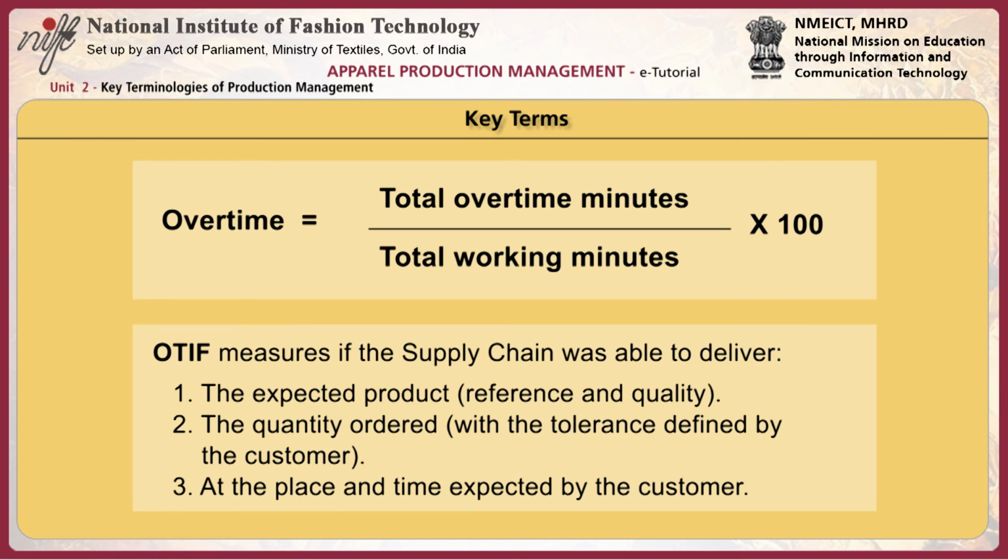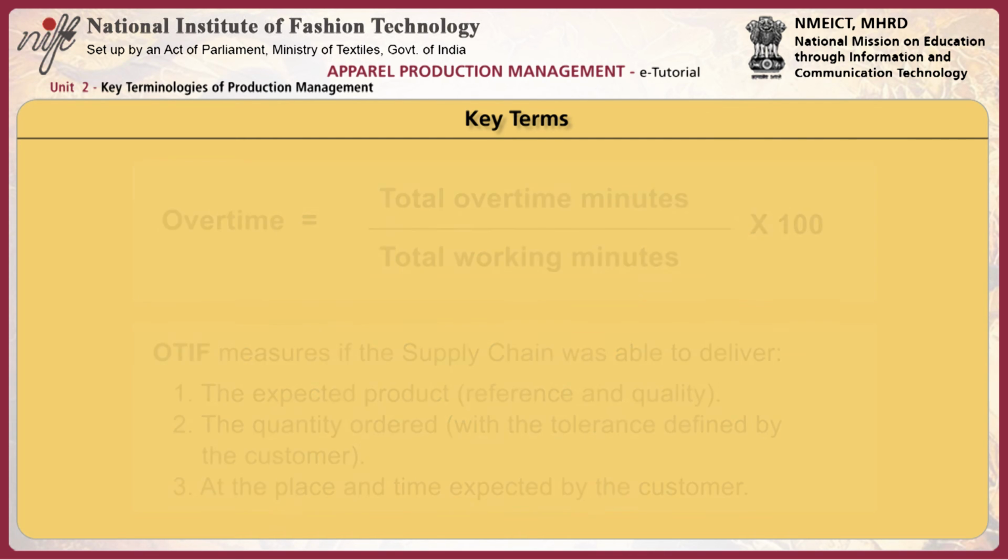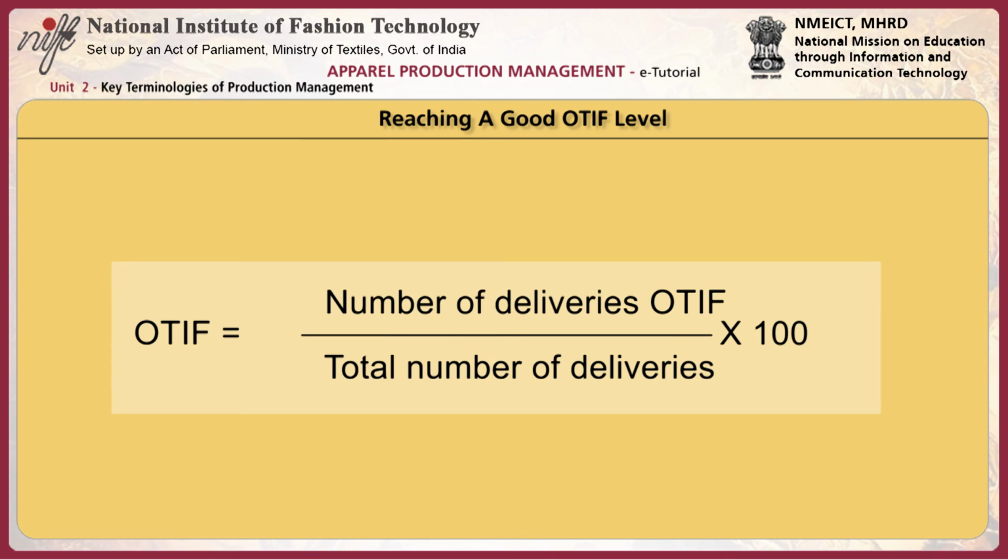OTIF, or on time in full, or DIFOT, delivered in full on time, is one of the fundamental measurements for logistics performance. It measures if the supply chain was able to deliver the expected product reference and quality, in the quantity ordered with tolerance defined by the customer, at the place agreed and at the time expected by the customer. To reach a good OTIF level, all the functions of the supply chain, among them order taking, procurement, suppliers, warehouses, and transport, have to work at the best level. OTIF allows us to see at a glance how the company delivers to its customers.